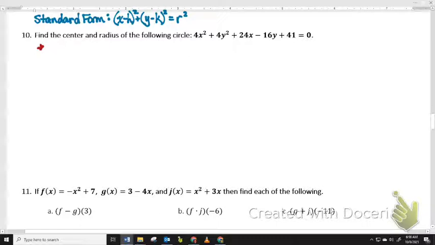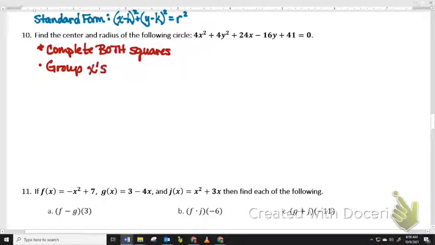Yeah, we're going to need to complete the square. How many times? Twice. We're going to complete both squares. So I'm going to group my x's and I'm going to group my y's. What do I do with anything that doesn't have an x or a y? Put it on the right side. Yep, kick it over to the other side. So I'm going to subtract 41 from both sides.